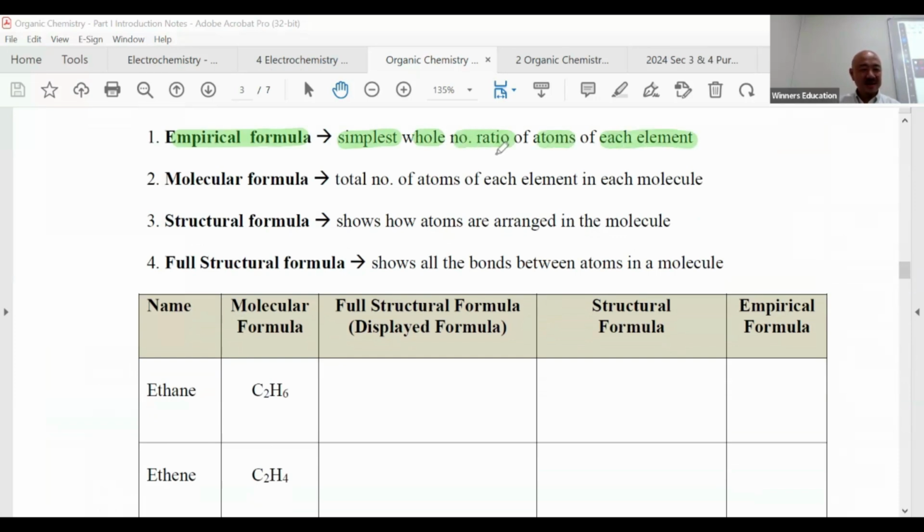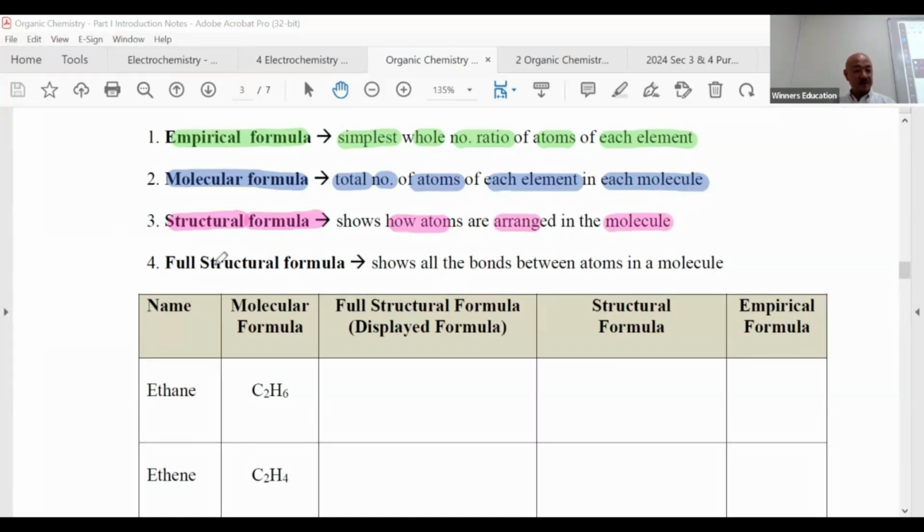We also learned this already, the molecular formula in mole calculation. It's the total number of atoms of each element in the molecule, right? This is Sec 3. There are two more new ones here. It's called structural formula. What is structural formula? It shows how atoms are arranged inside the molecule. That molecular formula doesn't show. Empirical obviously doesn't. And there's a new one.